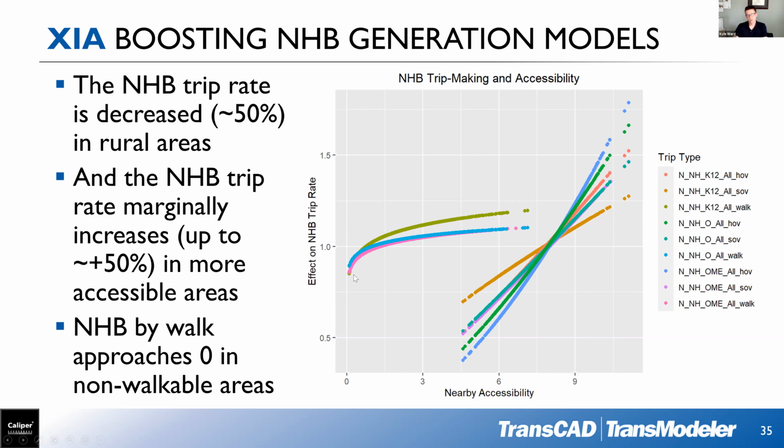So a factor below one means we're going to reduce the number of non-home-based walk trips that are generated. And if you're in a downtown area, you'll see an increase in the number. And that's in addition to what our simple linear regression model would predict. So it gives us a little bit more sensitivity to development patterns and accessibility.